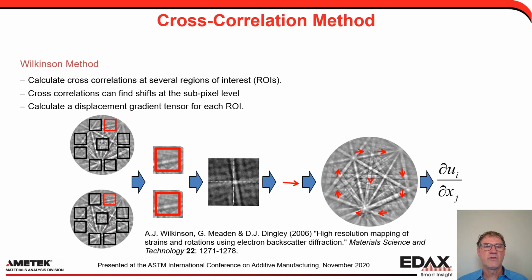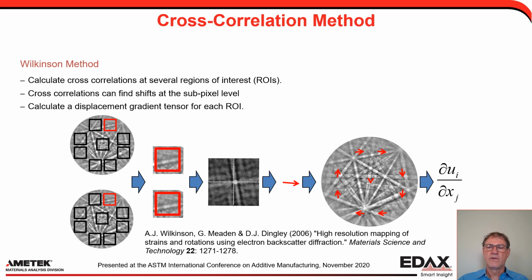And we have ways of measuring this, most notably that work done by Wilkinson and others, looking at very small, sub-pixel shifts of the poles, the zone axes within the patterns. And this is done using cross-correlation of individual regions of interest. And I just show a few here. Usually they're quite a bit larger, covering a lot and overlapping. But you're able to get a whole series of these displacements within the pattern.